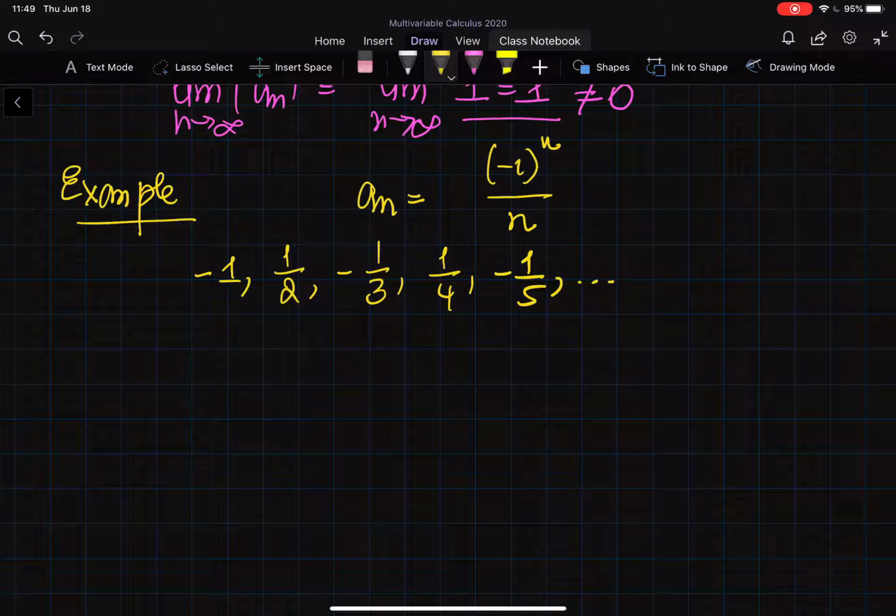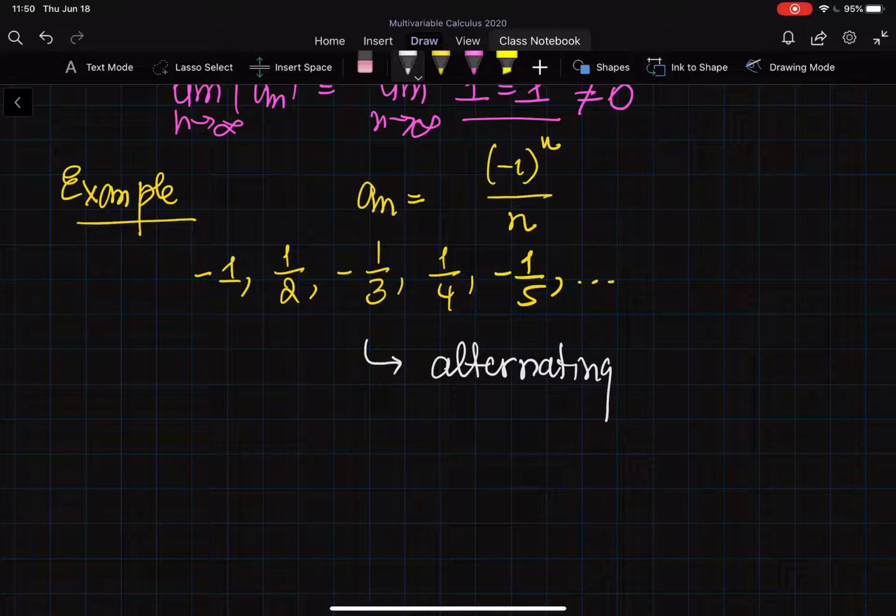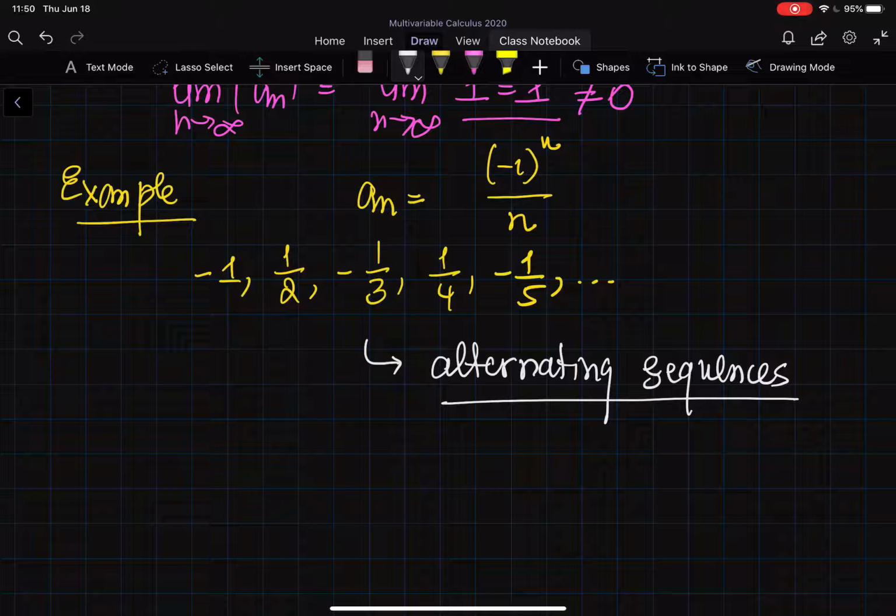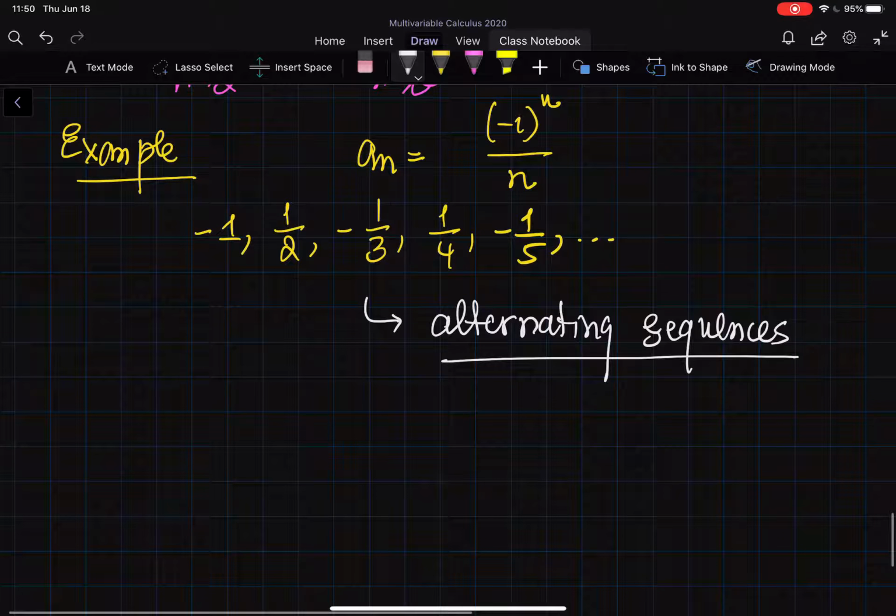When you have this kind of sequence where the signs are changing from -1 to +1, then to -1, we call those kinds of sequences alternating sequences. Alternating, because their signs are alternating, right? From minus to plus, and from plus to minus.